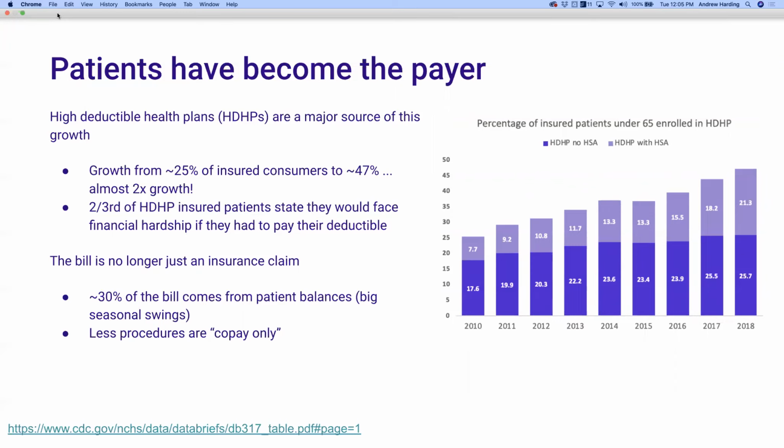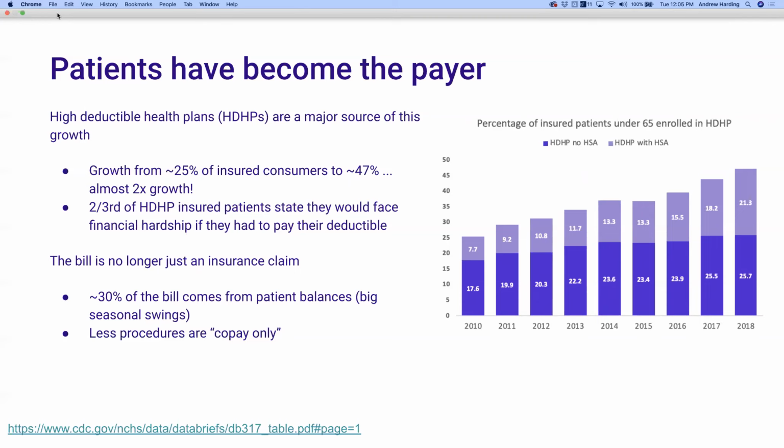You think, well, who can afford these high deductible plans? On a regular basis, we see plans that have $2,500, $3,000, $4,000, upwards of $5,000 deductibles. And when you look at that second bullet there, two-thirds of insured patients on an eligible HDHP would face financial hardship if they actually had to pay that deductible. Regardless of whether they have a strong HSA, or if they don't have a health savings account, that's a lot of money to come out of pocket.